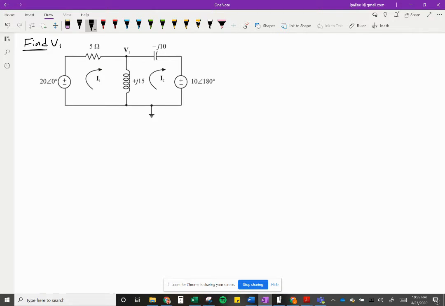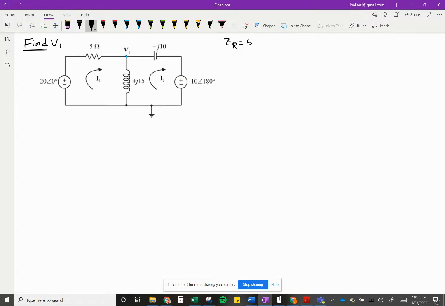So this problem here wants us to find the value of V1. V1 is going to be this node right here. Looking at this, we see that we have a bunch of complex values going on here, so we'll just go and write those out.